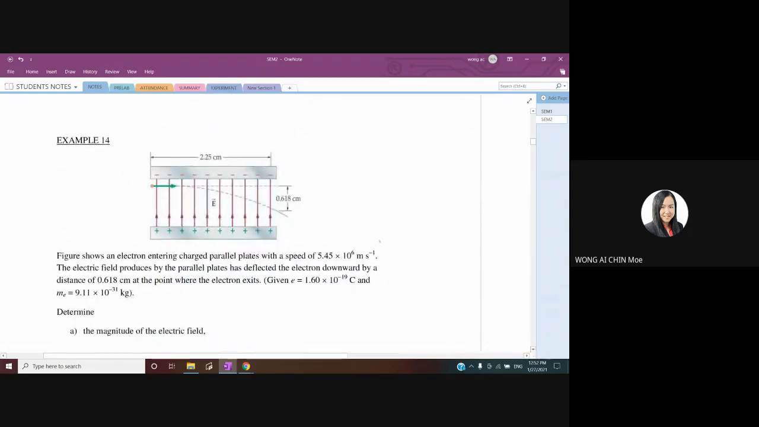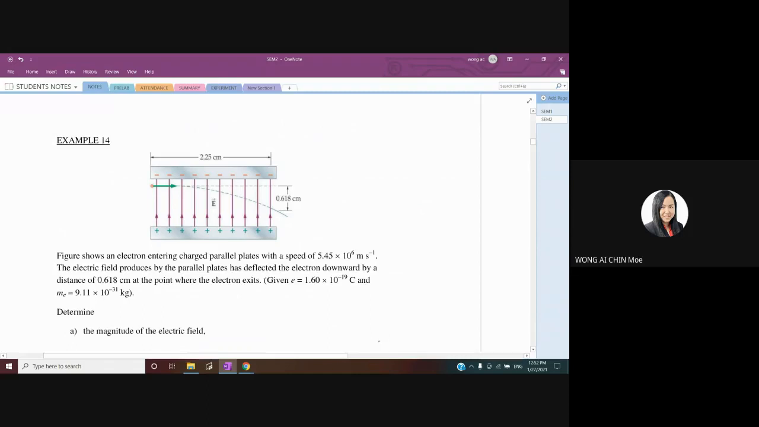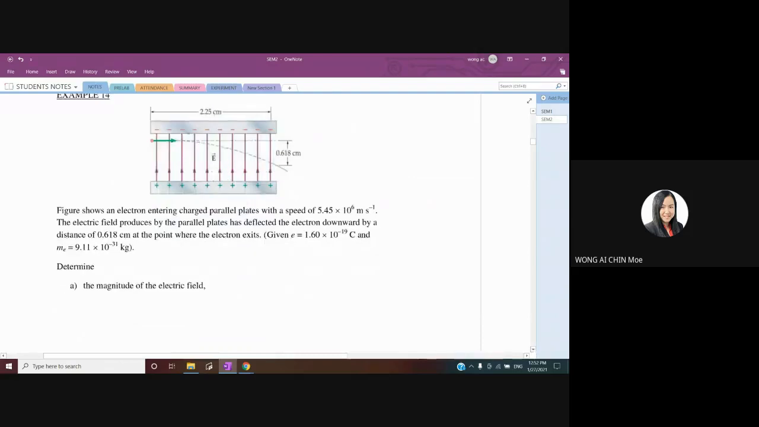Next question is example number 14. They give you a parallel plate, with a negative plate upward and a positive plate at the bottom. This 2.25 is our SX, and 0.618 is actually our d, our SY. The figure shows an electron, so remember, later when you substitute the charge, you must put negative.